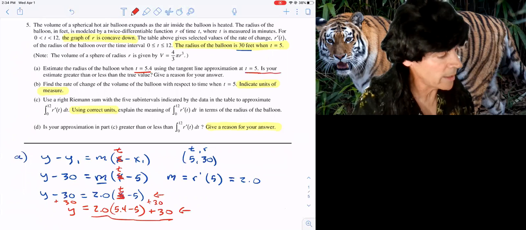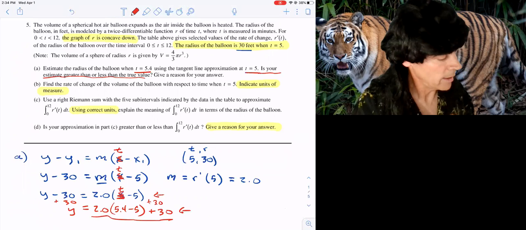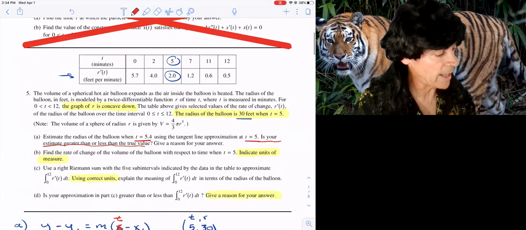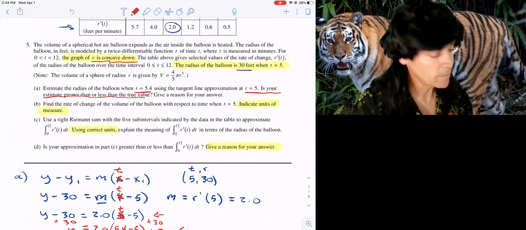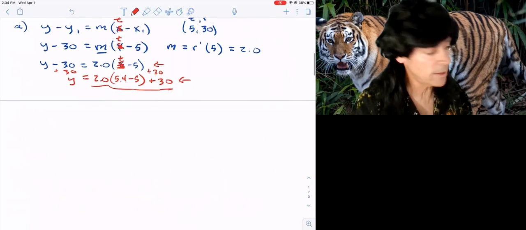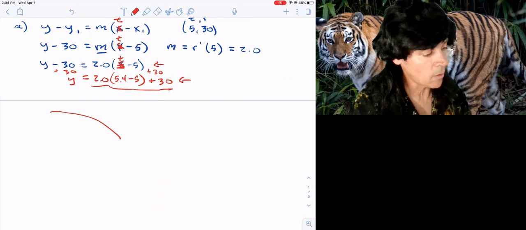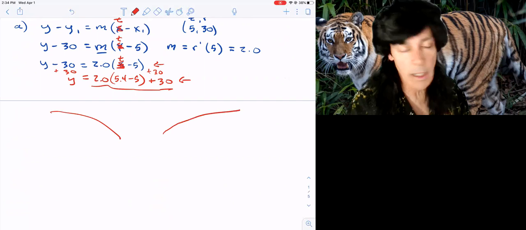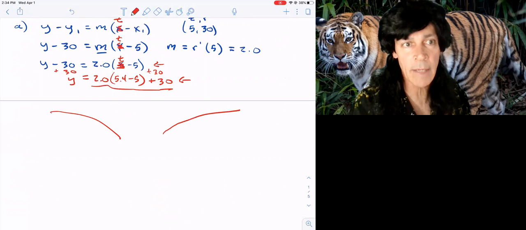Is your estimate greater than or less than the true value? Give a reason for your answer. Well, let's see. If I look at R and they're telling me R is concave down, well, it doesn't matter. If R is concave down, it's either going to look like this or it's going to look like that. It could be concave down decreasing, concave down increasing. They just tell me it's concave down.